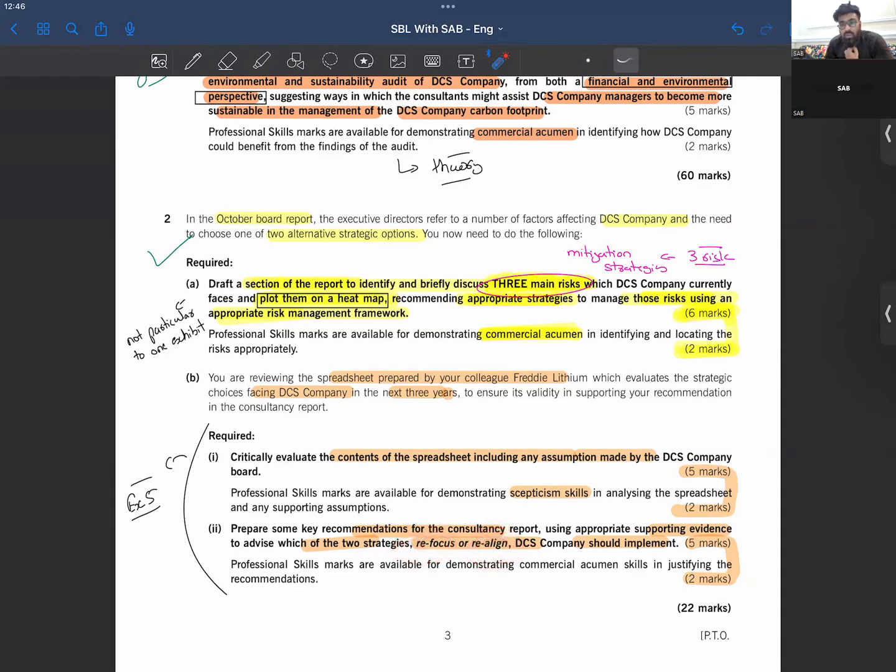This is not related to any particular topic, right? This is just your commercial sense. And similarly, the commercial acumen has been asked for here. You have to evaluate the spreadsheet of the DCS company board, the spreadsheet that Freddie Lithium has made. You have to challenge his assumptions, and then you have to give the recommendation to follow which strategy, either refocus or realign, right? So it's around a 14 marks requirement, which you guys have to do.